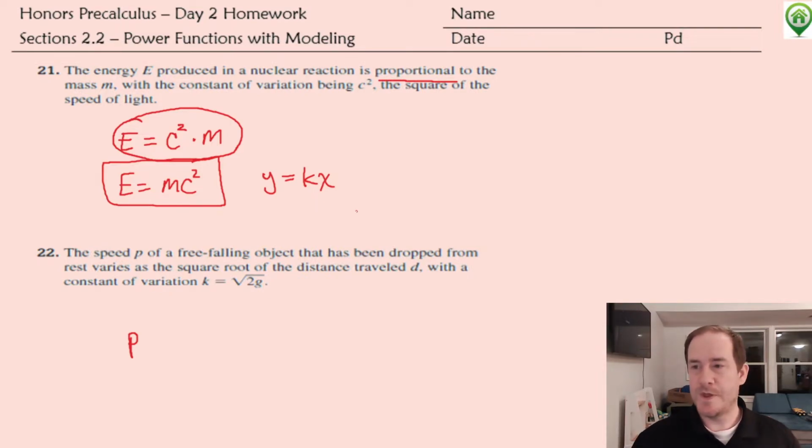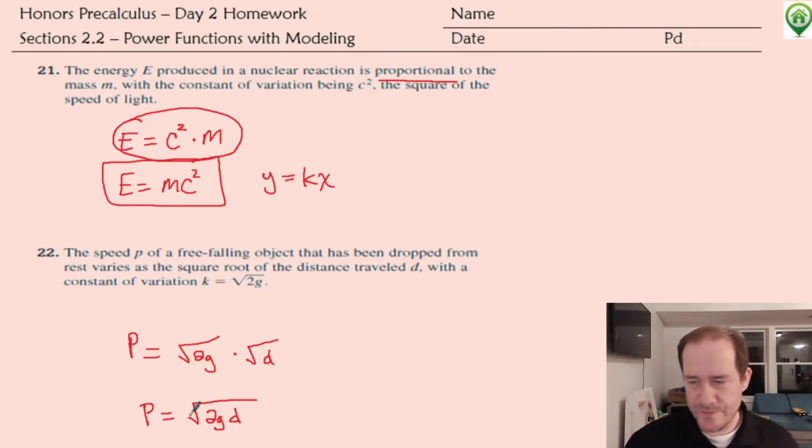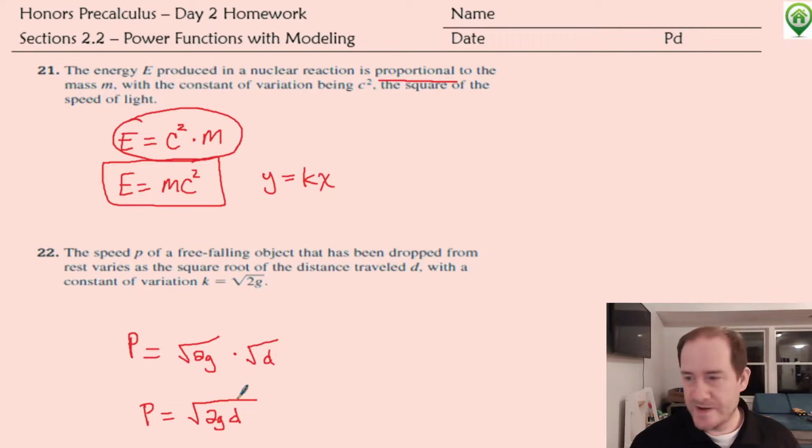That might be worse. Anyway, p is my variable. It should be equal to the constant of variation, which is square root of 2g, multiplied by the other variable, dropped from a height, varies as the square root of the distance traveled. So that's square root of d. But there it is. I think the only interesting thing here is that yes, you can put those two radicals together into one radical. So 2g is our constant, d is our variable. But p would equal the square root of 2gd. You could put it all together, kind of simplify it into a nice, neat answer.